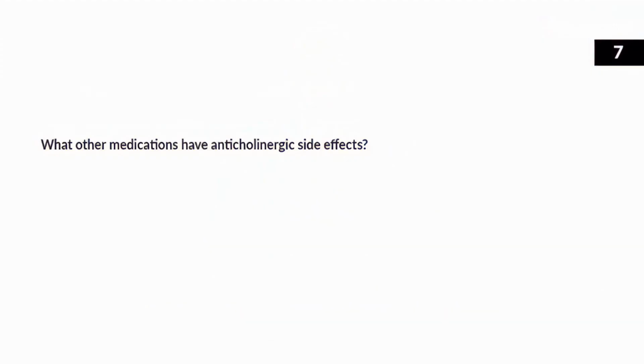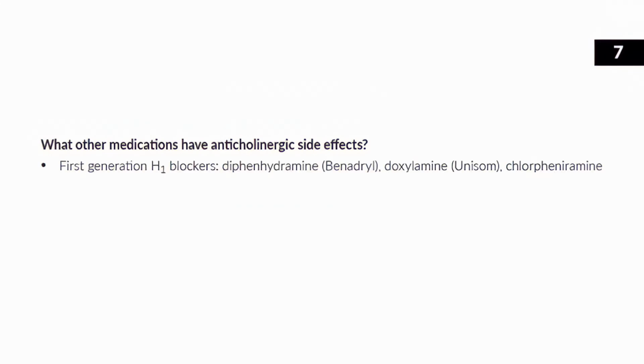But let's look again in the study guide. What medications have anticholinergic side effects? The first generation H1 blockers are the first one I want you to think about. Diphenhydramine, doxylamine, and chlorpheniramine. So commonly used stuff that's even over the counter. Neuroleptics, especially thioridazine, chlorpromazine, clozapine, olanzapine. And then also thinking about the tricyclic antidepressants. And then finally, amantadine. We don't use that quite as much as we used to, but that can also have some major anticholinergic, antimuscarinic effects.